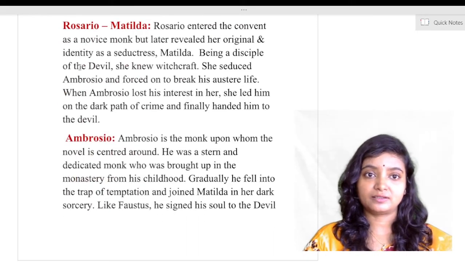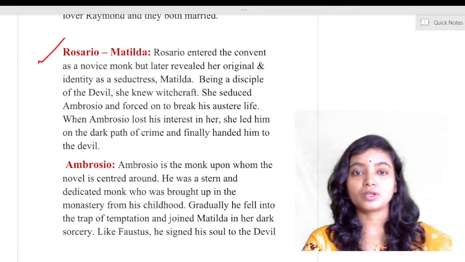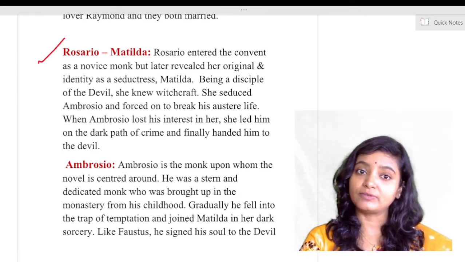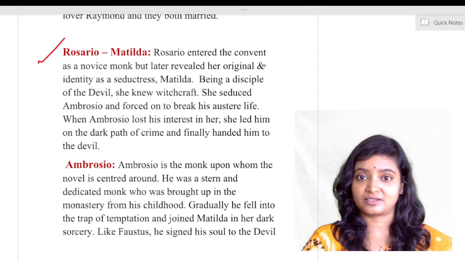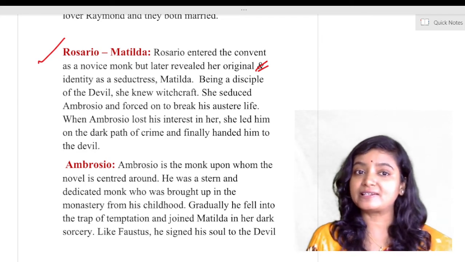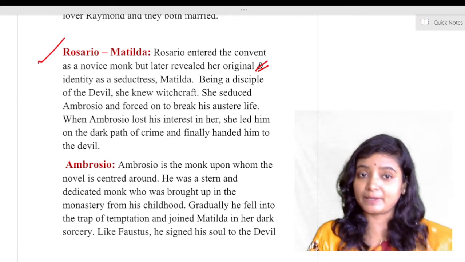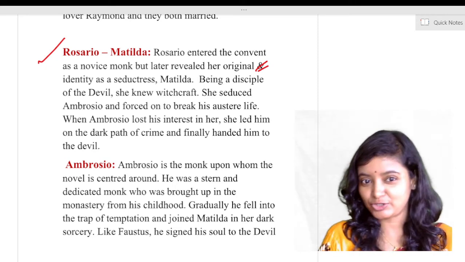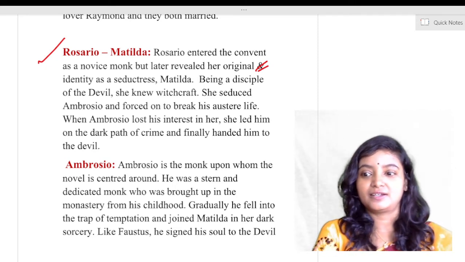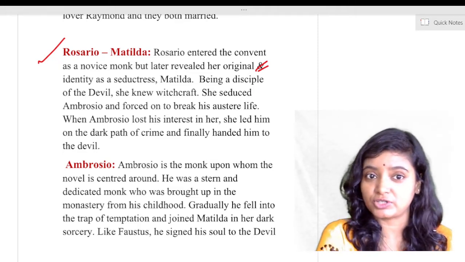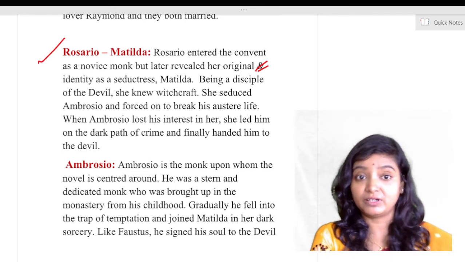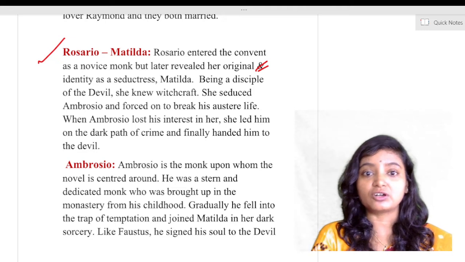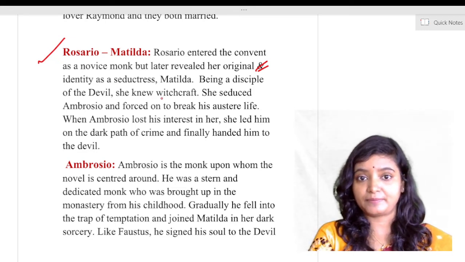Now the next character is Rosario, Matilda. Rosario entered the convent as a novice monk, but later revealed her original identity as a seductress. She is a disciple of the devil. She has come here with a purpose, just to hack the soul of Ambrosio, and that's why she took the disguise of a monk to come close to Ambrosio. At the end of the novel, it will be revealed. She seduced Ambrosio, and they had a physical relationship.